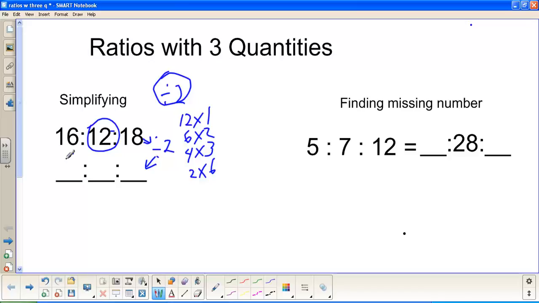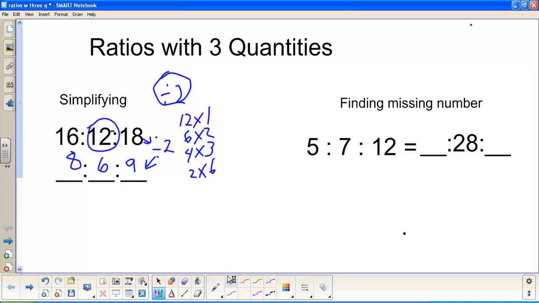So 16 divided by 2 is 8. 12 divided by 2 is 6. And 18 divided by 2 is 9. And this is my final answer.